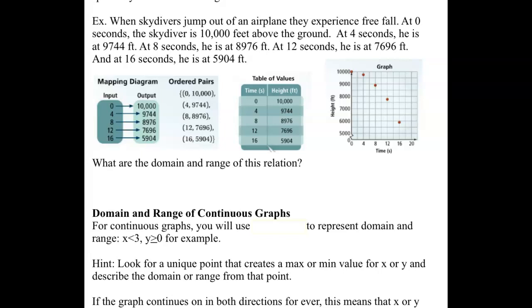At 4 seconds, he is 9,744 feet. At 8 seconds, he is 8,976 feet. And at 12 seconds, he is at 7,696 feet. At 16 seconds, he's at 5,904 feet. So in the pictures here, we've shown you the four different ways that we could represent this information. We can show it as a mapping diagram, again, where we are pairing the input or the seconds with the output, his height. We can also represent them as ordered pairs. We can put it in a table of values, or we could plot those points.